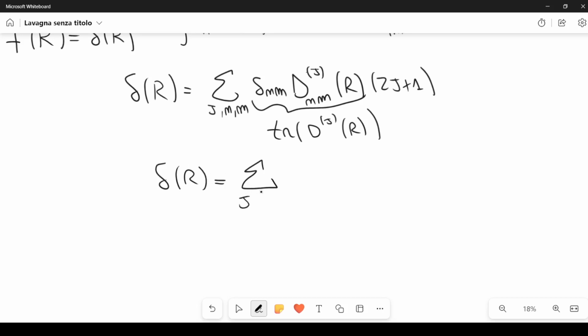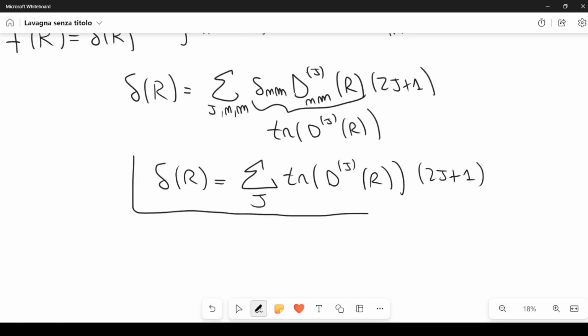We sum over j here. We simply have to sum over j because I'm already performing the summation over n and over m when I consider the trace. So I have the trace of D^j of R times 2j plus 1. So this is an important formula.